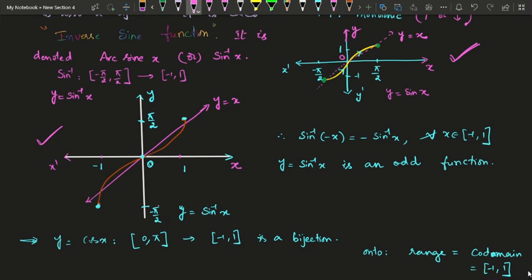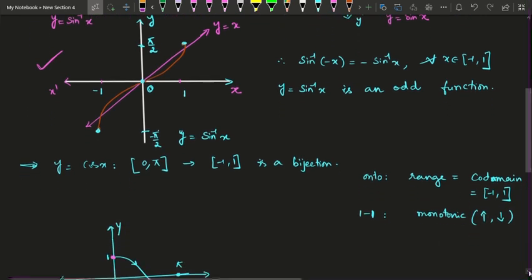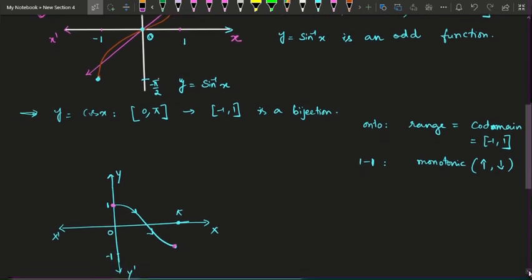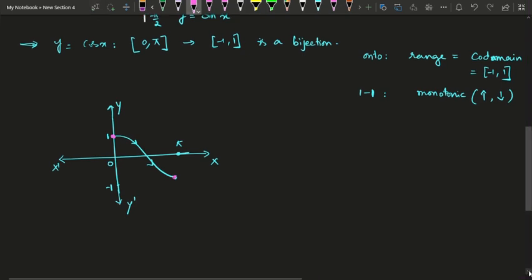Next, how can we define the bijective cosine function? For that, first of all, we have to redefine cos x. That means we have to restrict the domain and codomain of the cos x function so that it is a bijection. In the closed interval 0 comma pi, it is a strictly decreasing function. Obviously it is one-one, so we have to restrict the domain to the closed interval 0 comma pi, because it is strictly decreasing there.